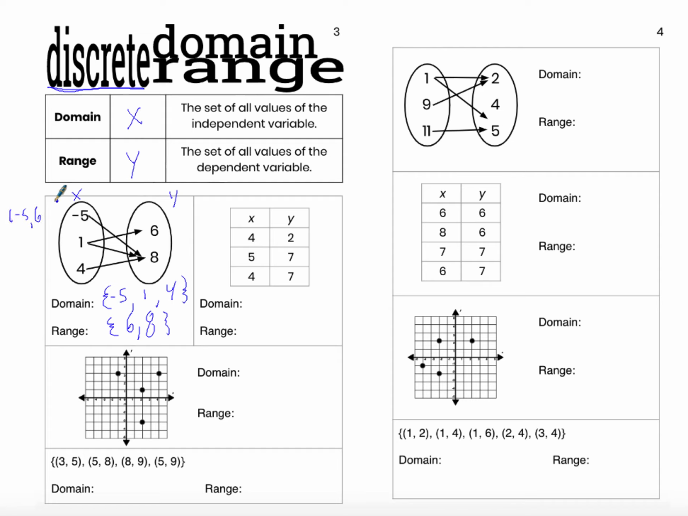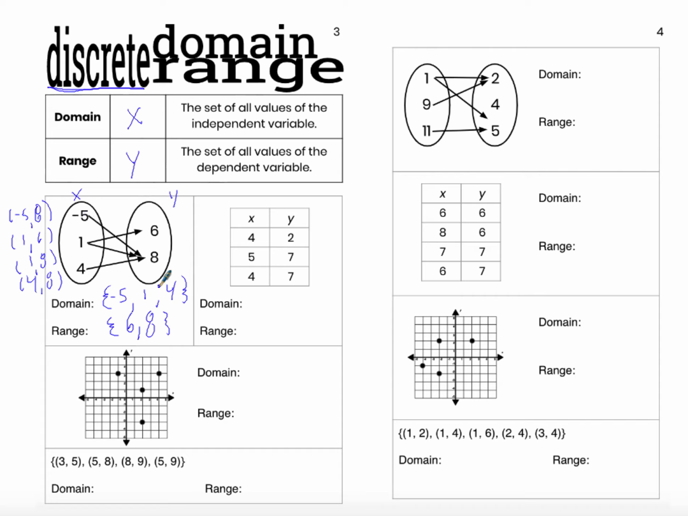Now we know from this representation that there are actually 4 ordered pairs here: (-5, 8), (1, 6), (1, 8), and (4, 8). So 1 appears more than once as an x value. 8 appears 3 times as a y value, but when I'm just looking at my domain and range, all I know is that x can be -5, and there's a particular ordered pair with a value of -5 for x.